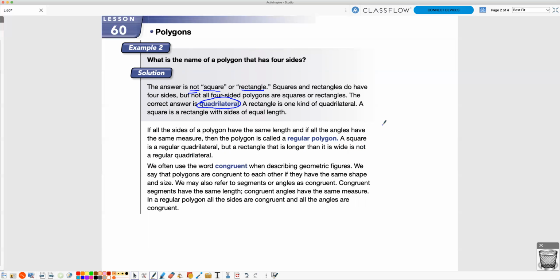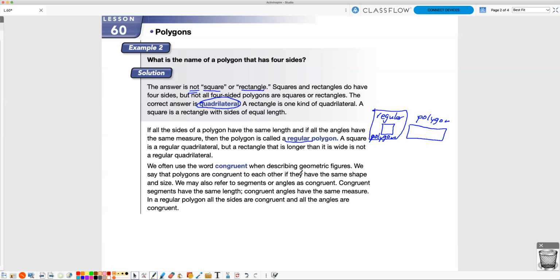So if it's a square, this would be considered a regular polygon. This is not a regular polygon. It is a polygon. It's a quadrilateral also. This would be considered a regular. This one is a regular polygon. This one is just simply a polygon. So this one's a regular polygon. And this one is a polygon.